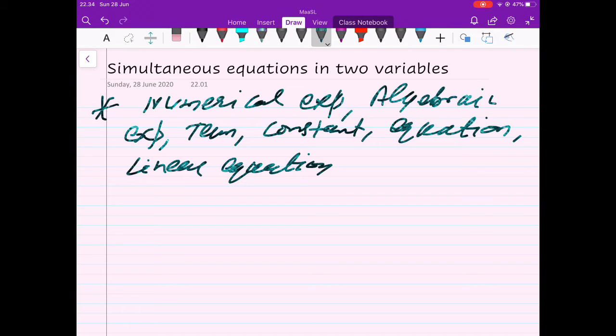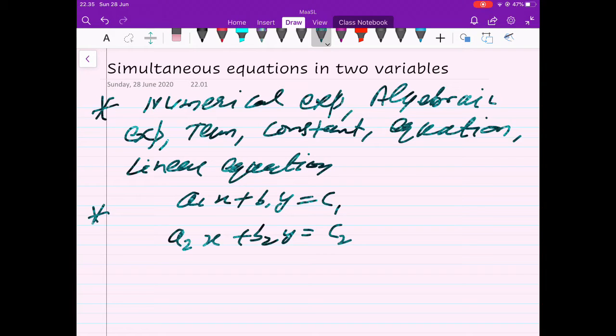Okay. Now, in your syllabus, we have system of linear equations in two variables and linear quadratic simultaneous equations in two variables. So we are going to discuss linear simultaneous equations in two variables. So the general form is a1x plus b1y is equal to c1. Any equation.